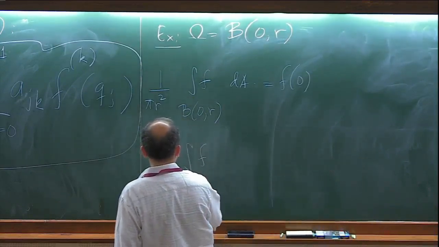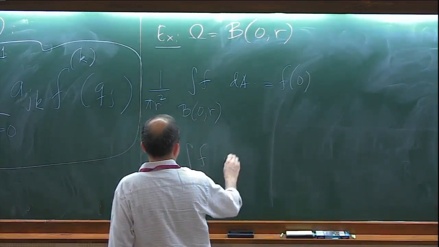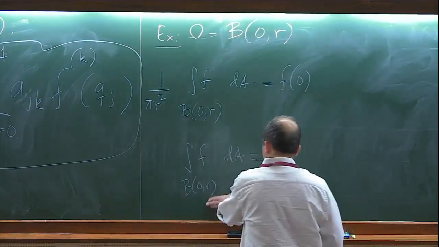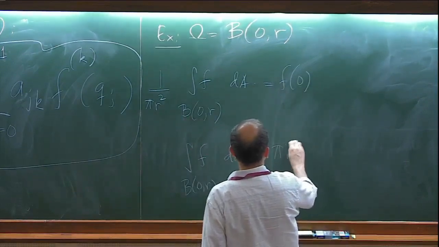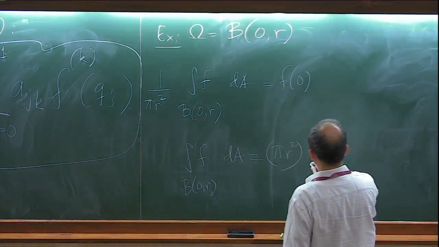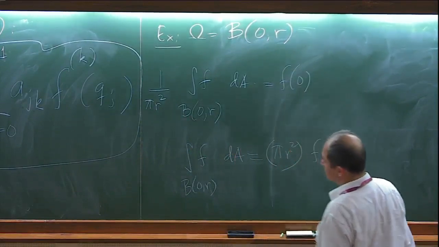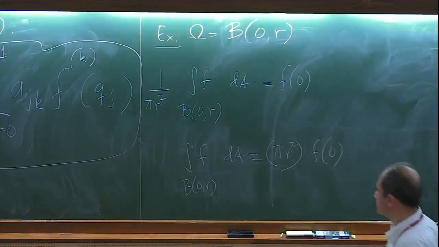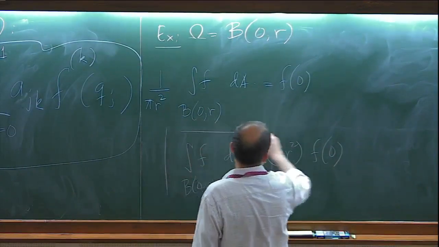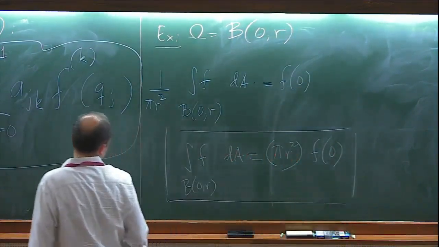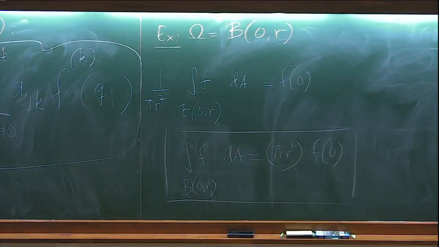So I can reinterpret this in the following way. The integral of f on my domain is a universal constant, which is pi r squared, times evaluation at the center. So we have one example.